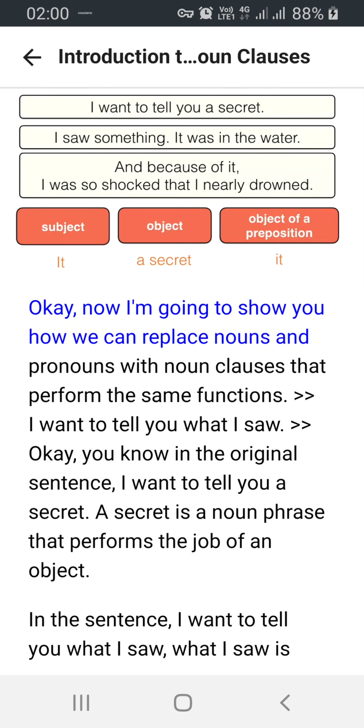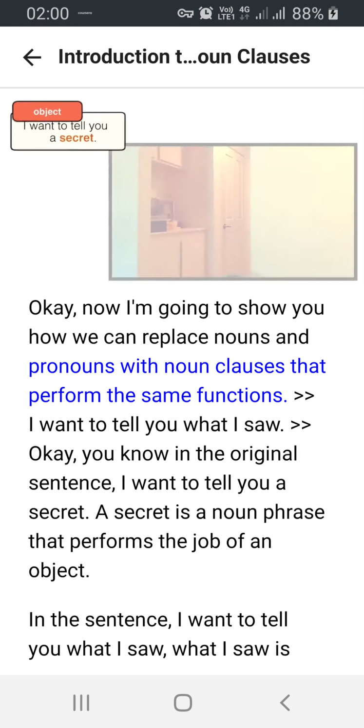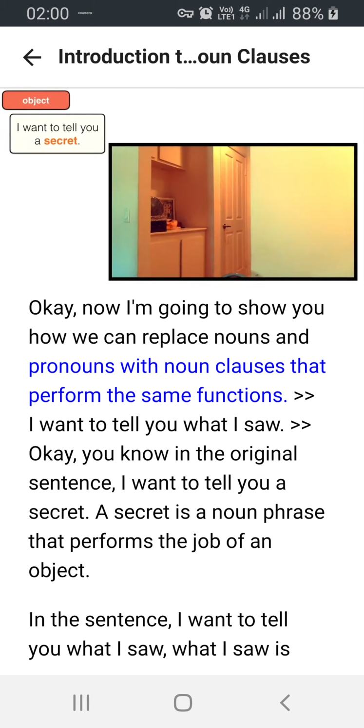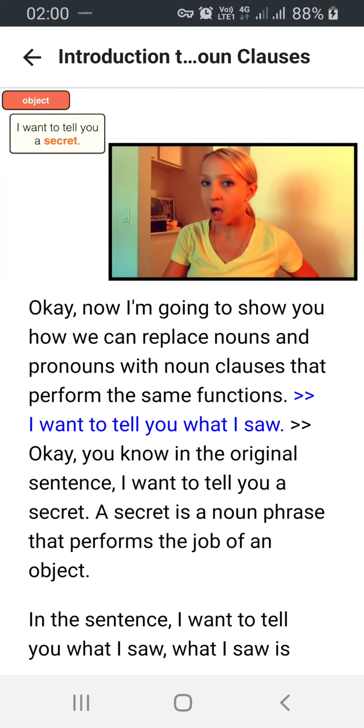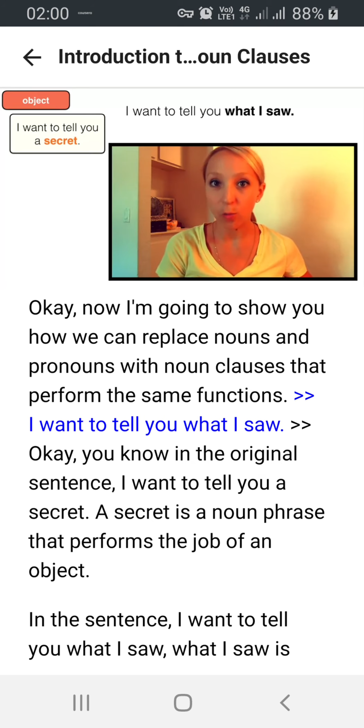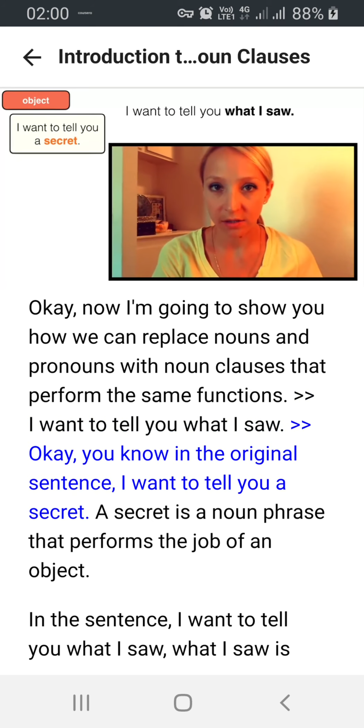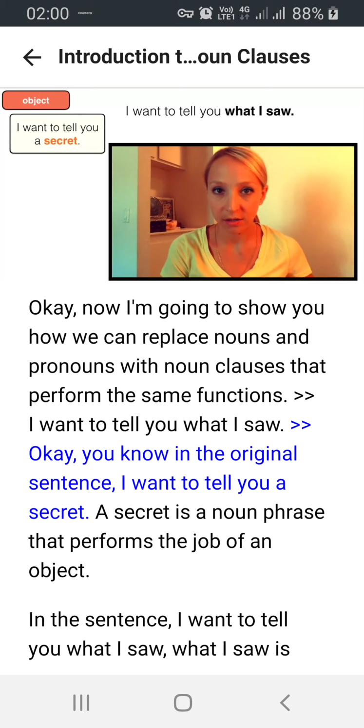Okay, now I'm going to show you how we can replace nouns and pronouns with noun clauses that perform the same functions. I want to tell you what I saw. Okay, you know in the original sentence, I want to tell you a secret. A secret is a noun phrase that performs the job of an object.